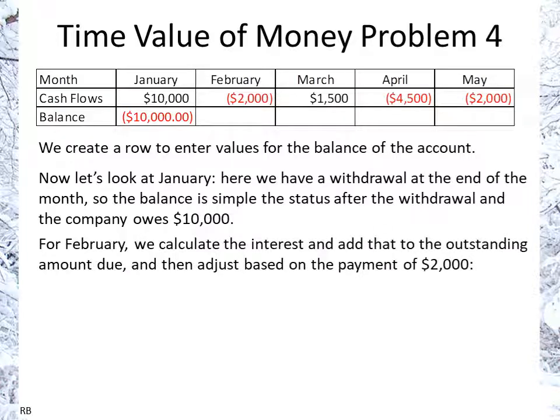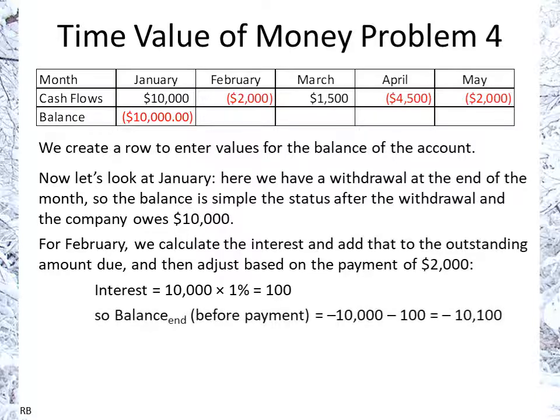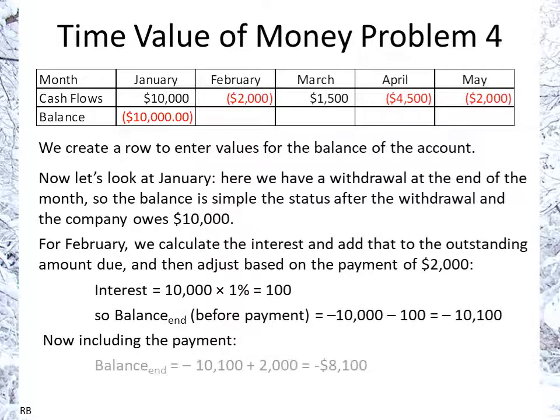Now for February, we're going to calculate the interest, and then we add whatever changes are. In this case, we have a payment of $2,000, payment to the bank. So the interest is going to be 10,000 times 1% or $100. So our balance is going to be 10,100 that we owe. And after the payment, now we're going to have a balance of $8,100 because we've paid back 2,000.